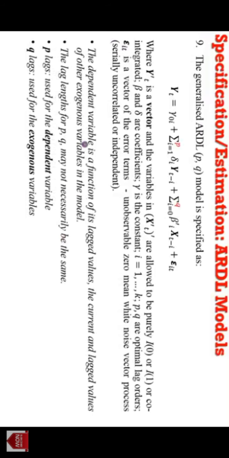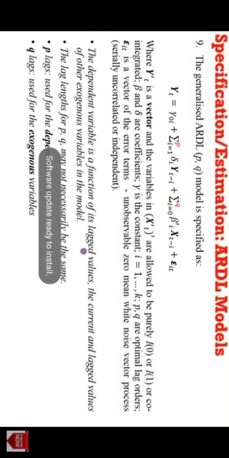i can range from 1 to k. i in this case represents the number of variables in the model. Again, p and q are the optimal lag orders. Remember, p denotes the lag orders for the dependent variable, while the q's are used for the lags representing the regressors. ε is the vector of error terms. So all I've been saying is what I've also stated here. The dependent variable is a function of its lag values, and the current and lag values of the exogenous variables in the model.